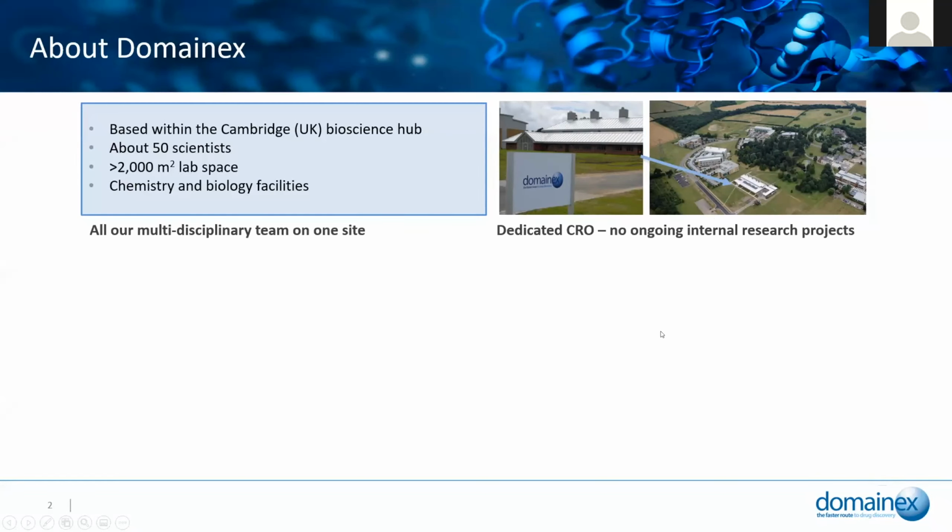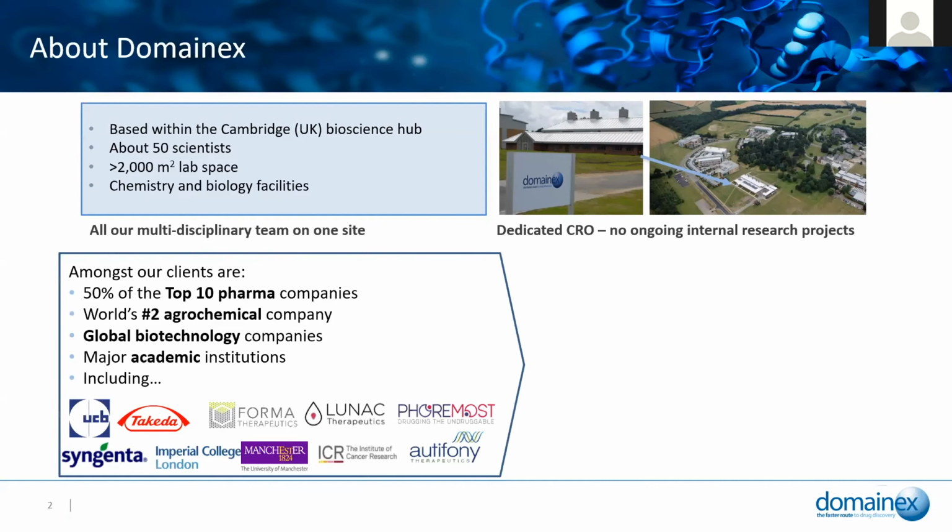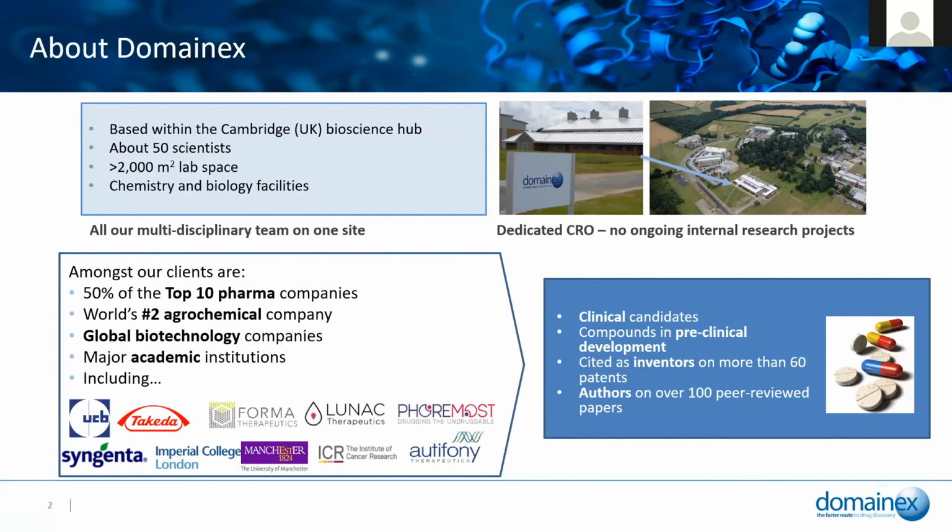And we're a dedicated CRO. So for the last 3 years, we've had no ongoing internal research projects. All of our work has been supporting client programs. And our clients range from big pharma through to academic institutions, but the majority of our work we do for biotechnology companies around the world, mostly in the UK, USA, Europe and Australia. And as a result of that work, a number of compounds have gone into clinical trials. Other compounds are currently in the preclinical development pipeline. And because of our contributions to those projects, we've been cited as inventors on more than 60 projects.